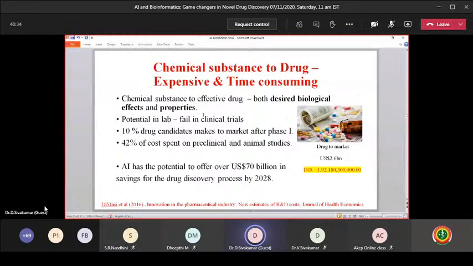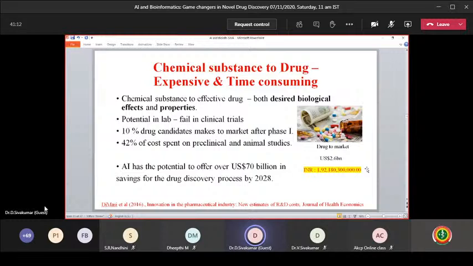This happens a lot. If you see the statistics, only 10% of the drug candidates make it to market even after the phase 1 clinical trial. So you can just imagine the failure rate, 90% is failure, right? So that's why it is very expensive. 42% of the cost is spent on the preclinical and animal studies, and the remaining 58% is mostly on these pre-studies. To take a drug to the market, it needs 2.6 billion US dollars. You can just count the figure in Indian rupees, how much it is. That much money you need to spend to get one drug into the market.